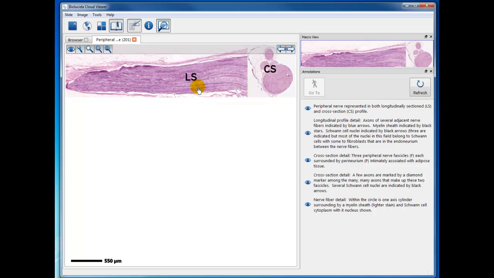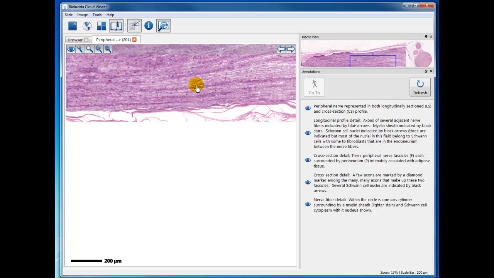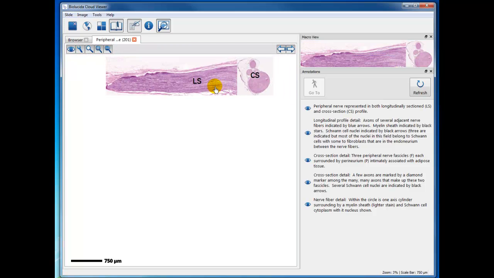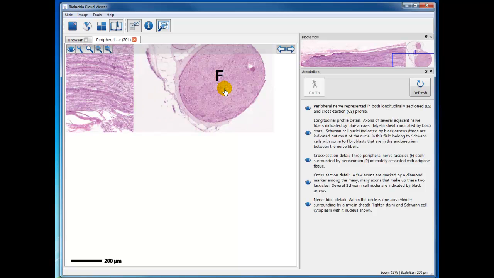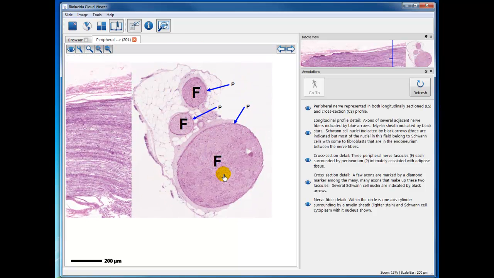So let's take a look at the longitudinal section first. Well, no, I'm going to go back on that. Let's look at the cross section first. So what we have here are three fascicles. Here's a large fascicle, a small, and two smaller ones.